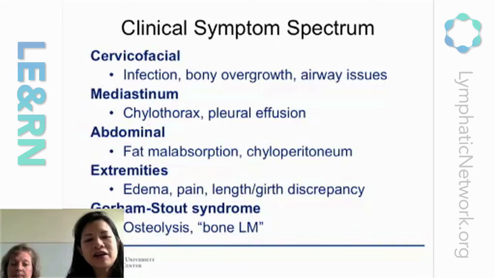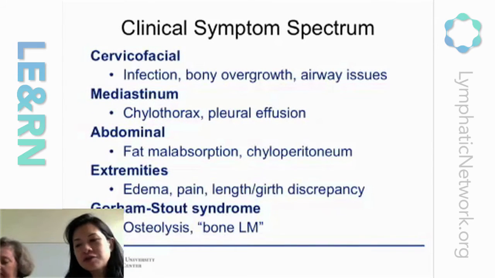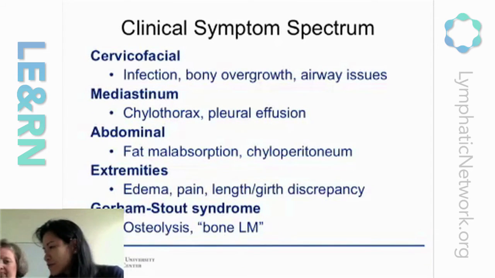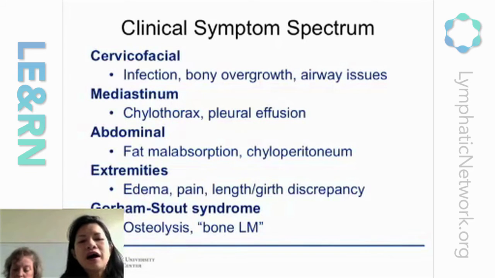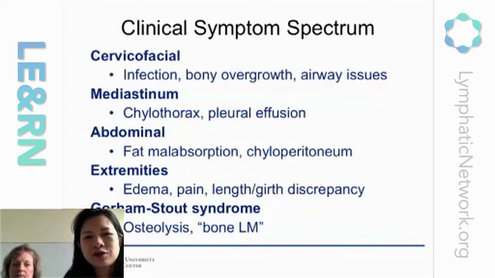And then again, finally, as in Gorham-Stout syndrome, where the LM is actually in the bone and it weakens the bone, it destroys the bone structure, and those bones can be painful, and they are also at risk for fractures because they are so weak.